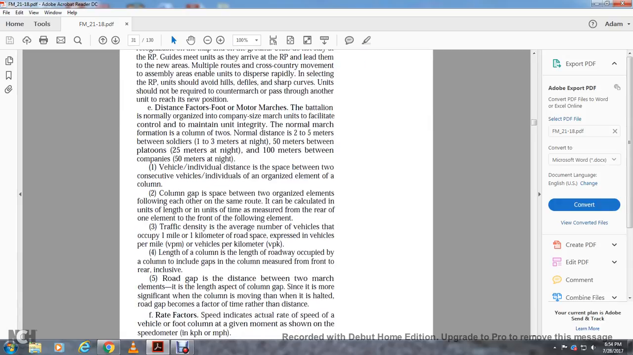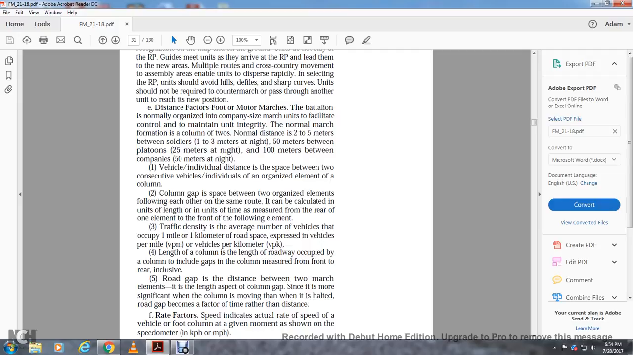Distance factors of a foot or motor march. The battalion is normally organized by company as the marching unit to facilitate control and maintain unit integrity. The normal march formation is a column of twos. Normal distance is 2 to 5 meters between soldiers, 1 to 3 meters at night; 50 meters between platoons, 25 meters at night; and 100 meters between companies, 50 meters at night.